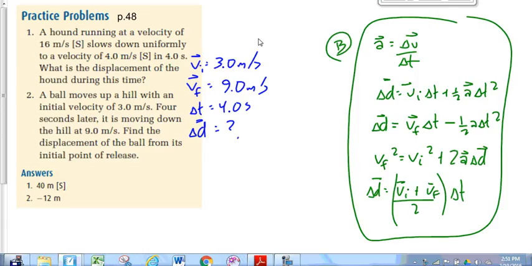Good? Nobody wants to challenge me on what I have written down there? Good. v_f should be negative 9.0 meters per second. Typically, we're going to define up the hill as positive at least, and then that should be negative 9.0. Now, if you happen to, for whatever reason, define down as positive, that would be okay, but the 3 would have to be negative in that case.